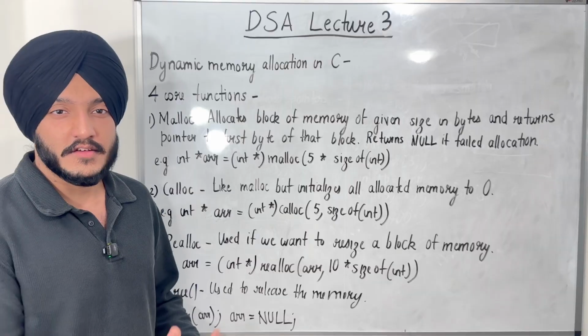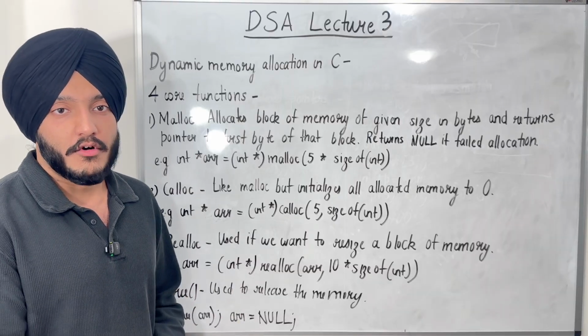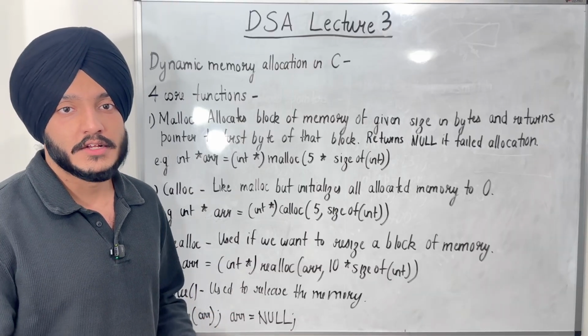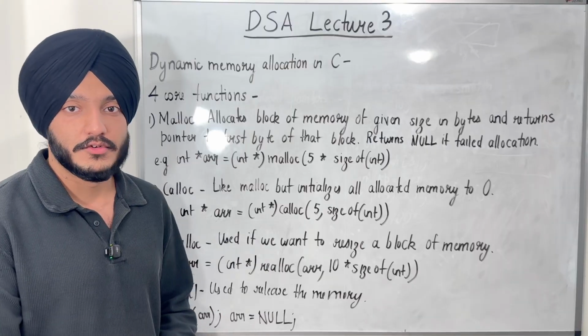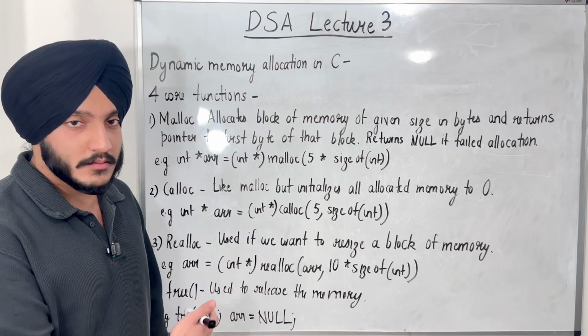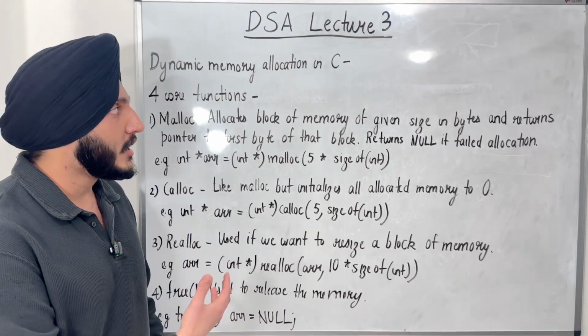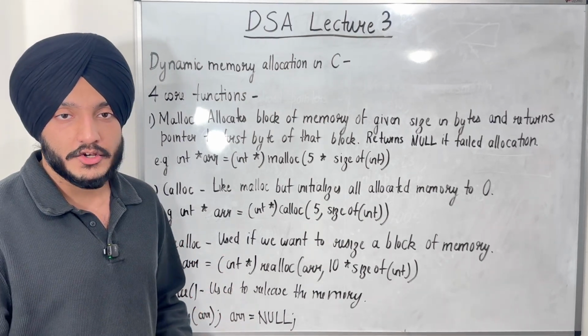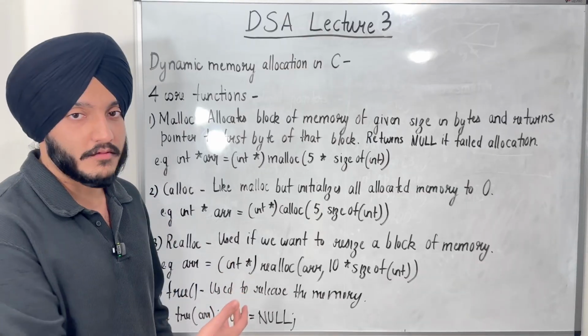Before I start the series, I just want to cover some basics for understanding of C, how it works, so nobody faces a problem in the future parts. So we're going to be understanding four different functions. Let's start with understanding what is dynamic memory allocation in C, and then understand these four functions.